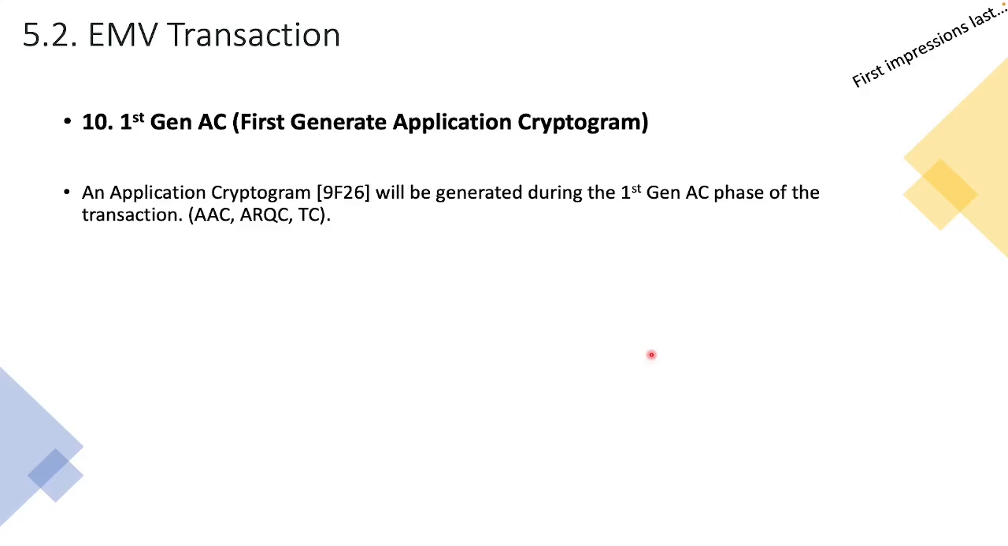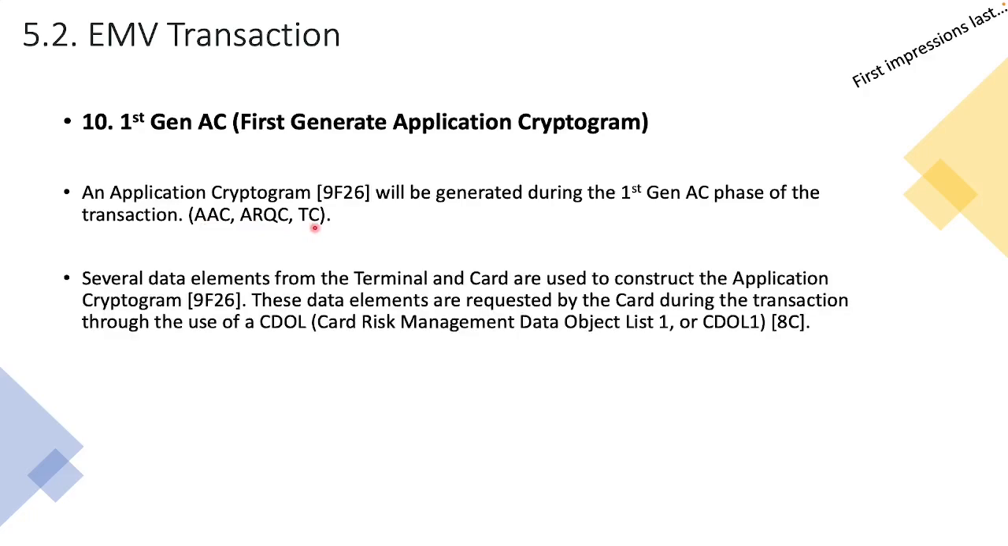All right. So firstly, first gen AC refers to the first generate application cryptogram phase of the transaction. Okay. And an application cryptogram, tag 9F26, will be generated during the first gen AC phase of the transaction. And remember the previous video, we said the card will first look for reason to decline, and if it can't, it'll look for reason to send a transaction online, and if it can't, it'll default to an approval. So in the first gen AC, it will generate the actual cryptogram that will result in a decline, a go online, or an approval. Okay.